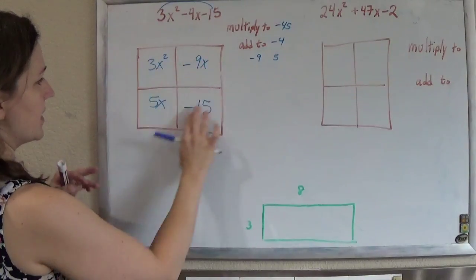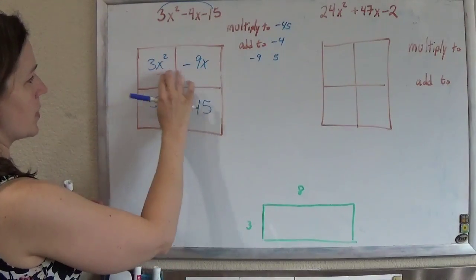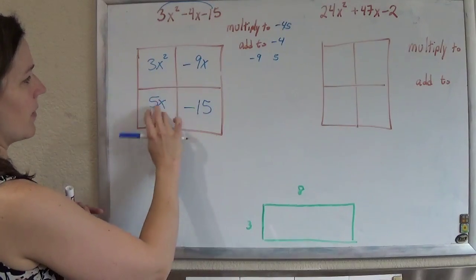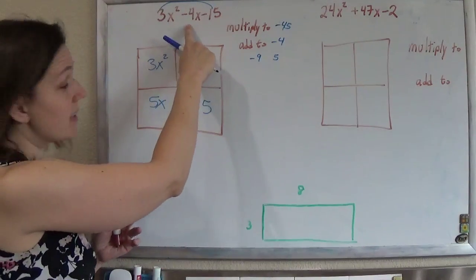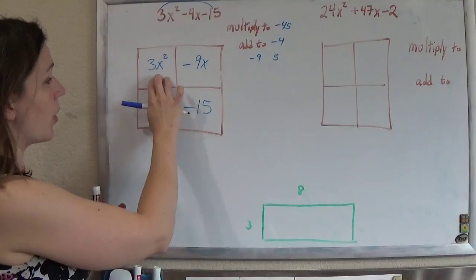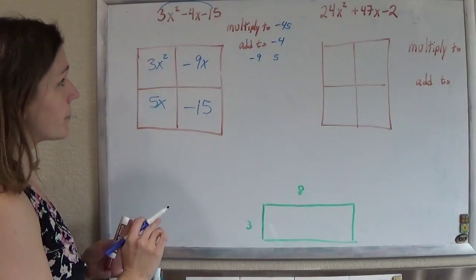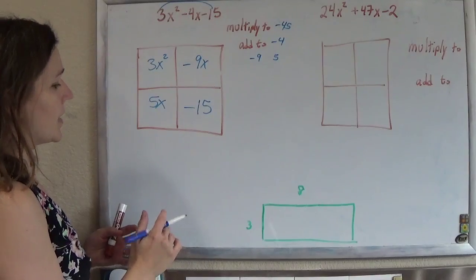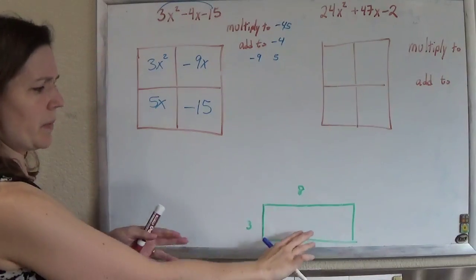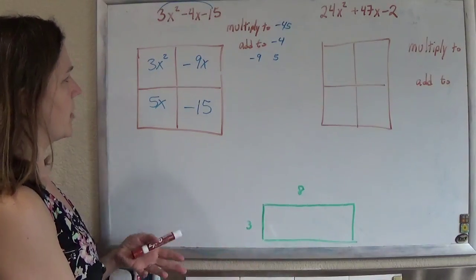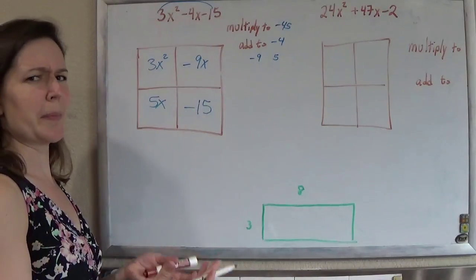If I add all the pieces of this box, I have 3x squared minus 9x plus 5x. That gives me the minus 4x. And then I have minus 15. So all these areas added together gives me that. Excellent. And in the end, I'm going to do a little bit about why this area model works. We tend to forget when we're doing it. It just becomes a magic box.